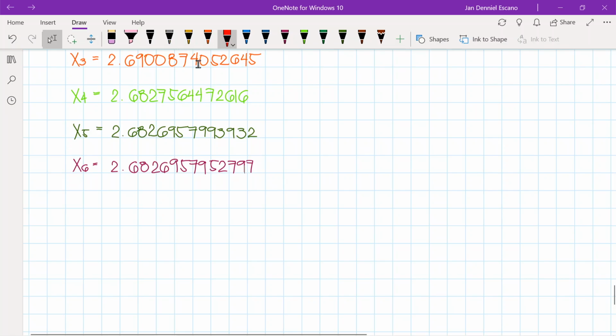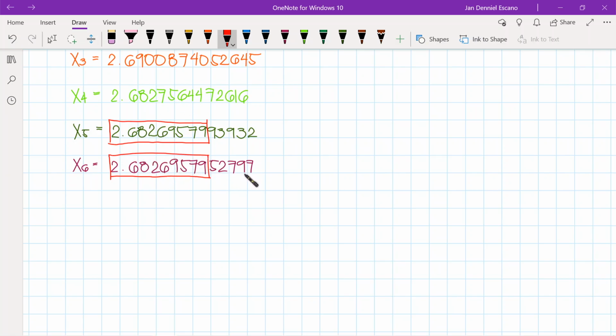And if you notice, the first 8 decimal places of the answers of these iterations are almost the same: 2.68269579. Therefore, we can say that this is the closest or the approximate answer for this equation. So that is how you do Newton's method.